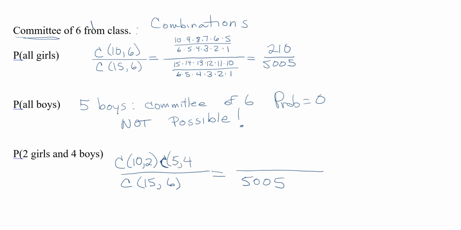Oops, this should be a C there for a combination. And so that, when I take 10 combination 2, I'll get 45. 5 combination 4 will give me 5. And so this one will be 225 out of the 5,005.